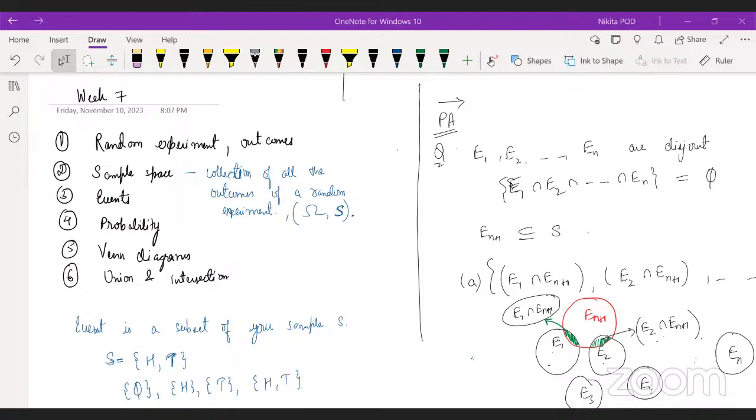The next thing is sample space. Sample space is the collection of all the outcomes of a random experiment. You would have seen the notation of sample space as a capital S in the lecture. When we perform a random experiment, all the outcomes that you can get for this random experiment, you call it the sample space.